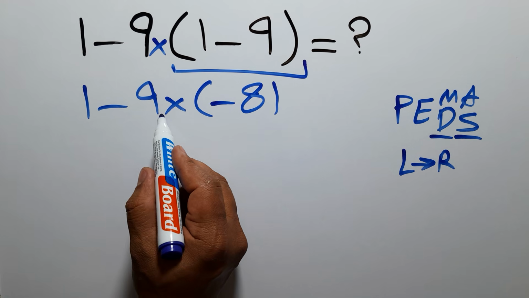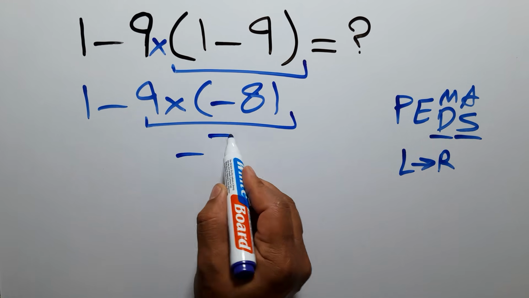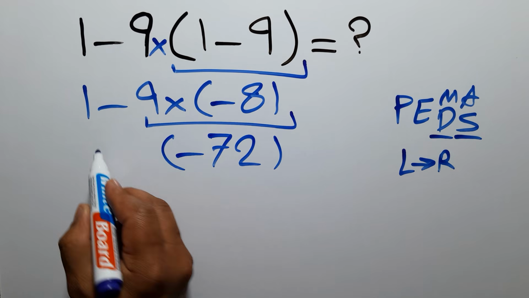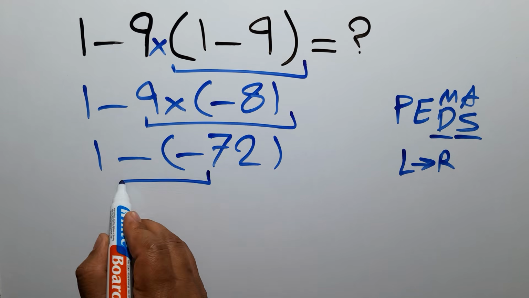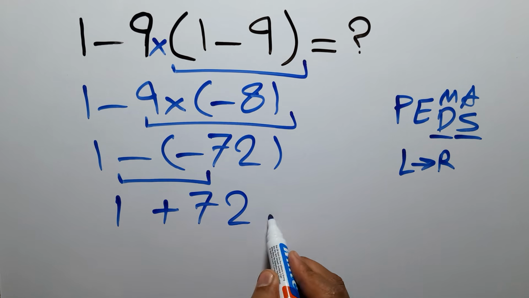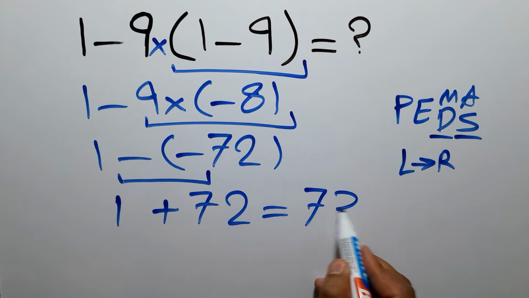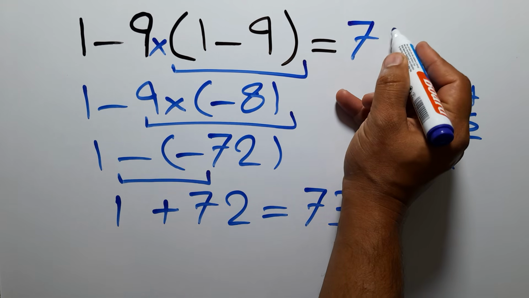So here first we have to do this multiplication. 9 times negative 8 gives us negative 72. So we have 1 minus negative 72. Negative times negative gives us positive. So we have 1 plus 72, which equals 73. And this is our final answer to this problem. The correct answer is 73.